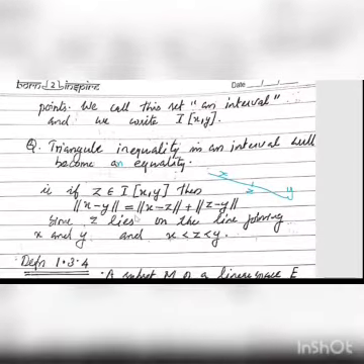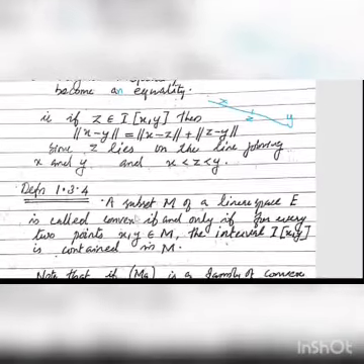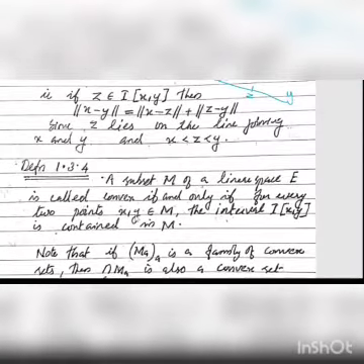Next definition, convex set. A subset M of a linear space E is called convex if and only if for every 2 points x, y in M, the interval I of xy is contained in M.